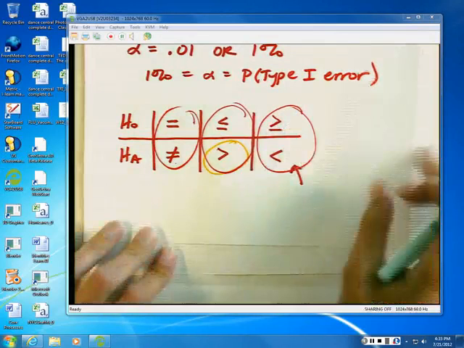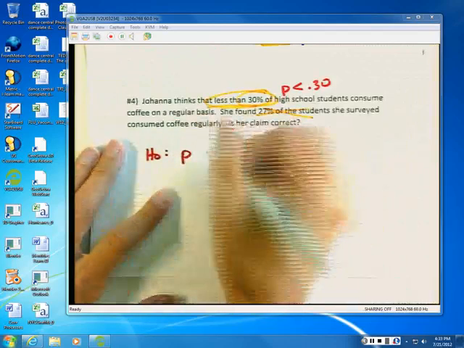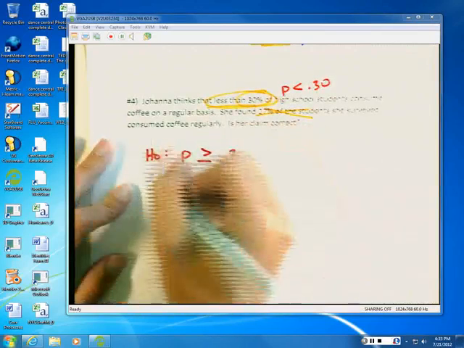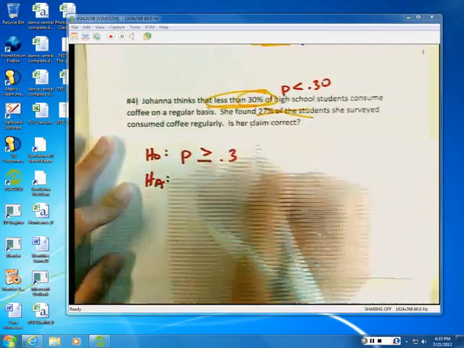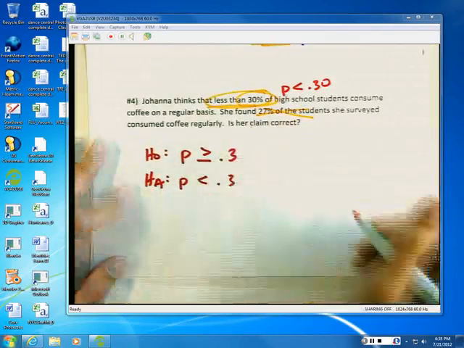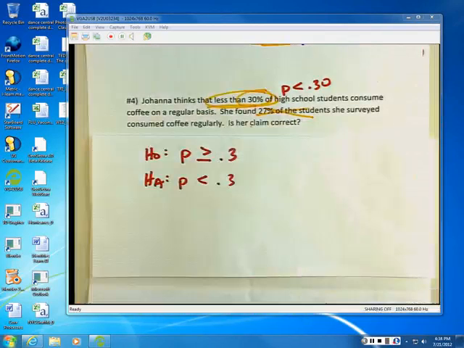Okay, so here we go. So the null hypothesis is, these are percentages. So my percentage, looking up at my chart, is greater than or equal to 0.3. My alternative is significantly less than 0.3. Those are the hypotheses.